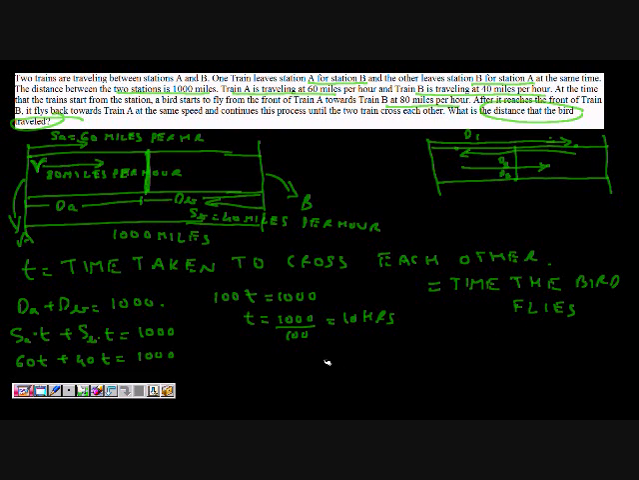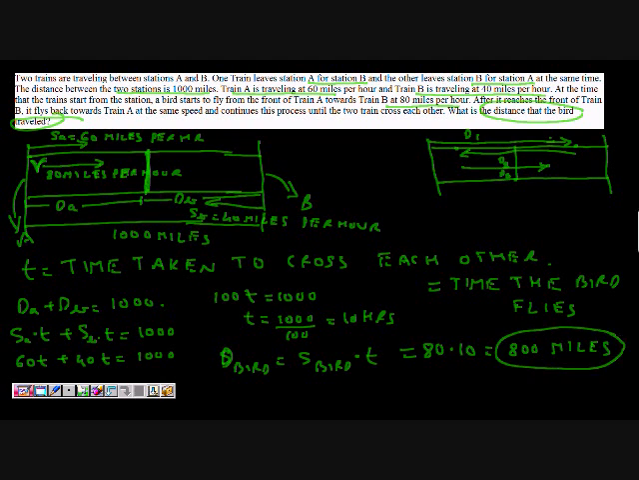So the distance traveled by the bird is equal to the speed of the bird times T. The speed of the bird is given as 80 miles per hour, times 10, which is 800 miles. That's the distance that the bird travels before these two trains cross each other, and that's how you solve this problem. Rather than calculating the individual distances in each pass, we can just calculate the time taken by the bird to fly and calculate the distance. And thank you.